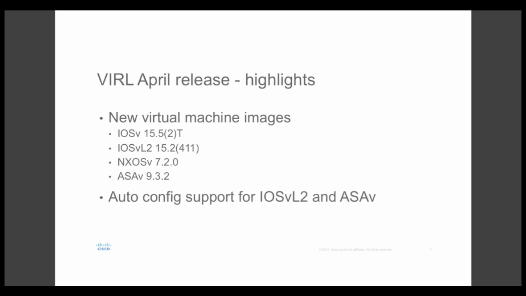We also have, and I know a number of you already have it, the ASAv 9.3.2. So for those people who don't have the ASAv image themselves directly, that's now an image that you can pull down. That's going to be plugged straight into the rest of VIRL and has auto-config support. So we've got the basic configuration capabilities when you press build initial config for ASAv and also for the IOSv L2. So all that functionality is now in place there.